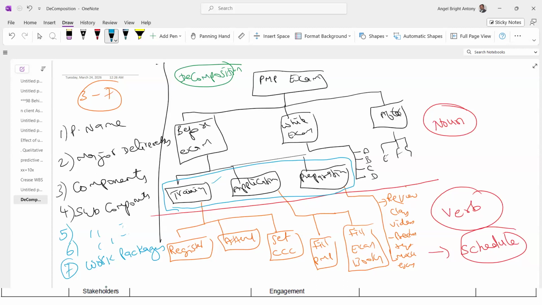This is theoretical. Practically speaking, you will decompose up to the activities, because you are going to create your WBS in a scheduling tool like Primavera or Microsoft Project, but theoretically keep it separate. So here we have WBS, here we have activities. Activities obviously are the extension of work packages, but they won't be kept as part of WBS.